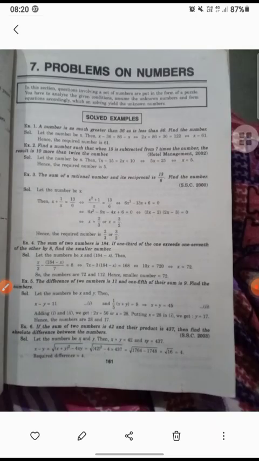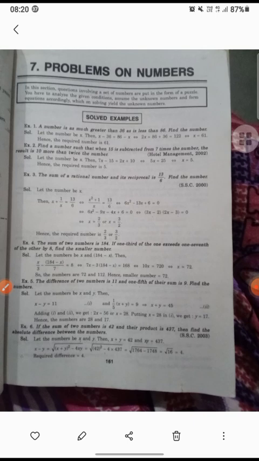Today we are going to discuss problems on numbers. A number is as much greater than 36 as it is less than 86. So the number will be x, and x minus 36 equals 86 minus x. The equation will be solved. So the number is as much greater than 36 means x minus 36, and less than 86 means 86 minus x. We'll solve it.